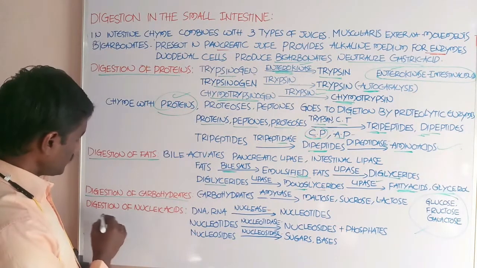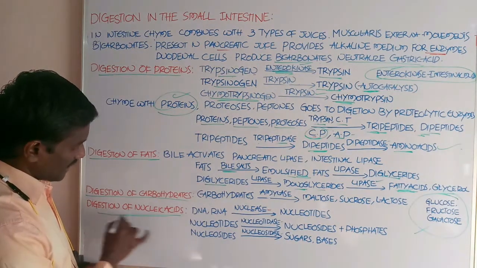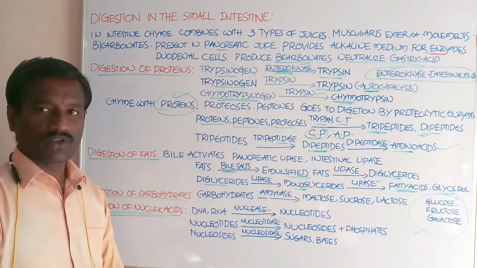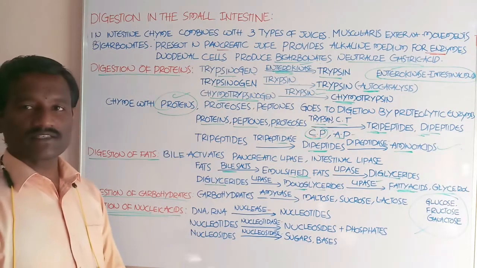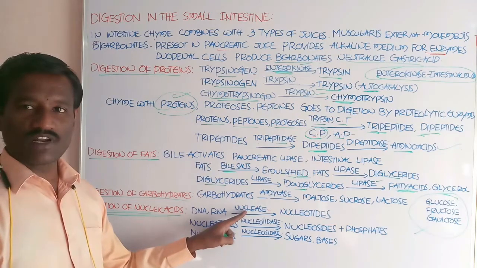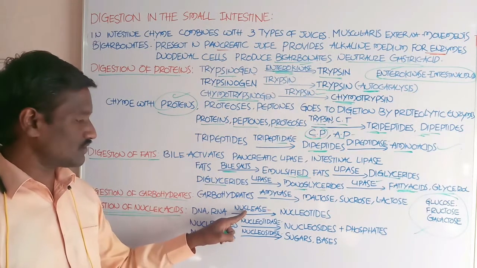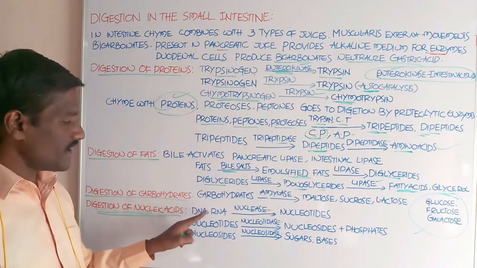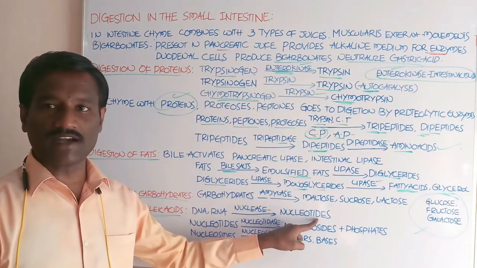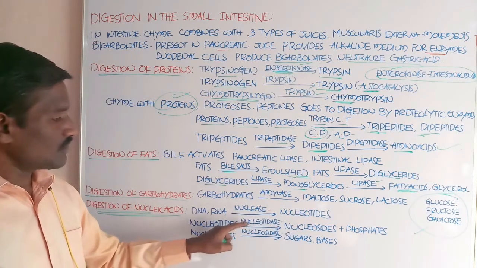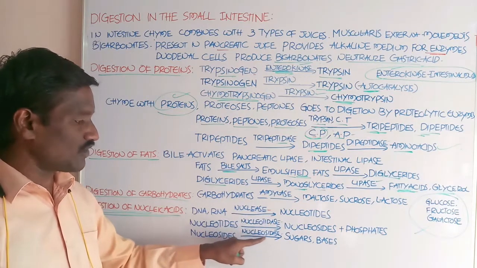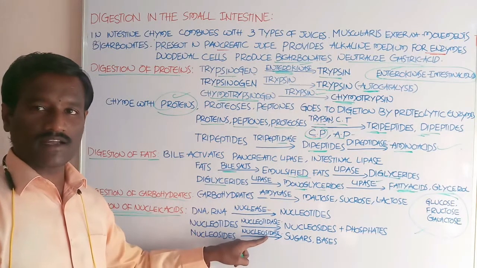Next, what about the digestion of nucleic acids? Nucleic acids are also present in the food. These nucleic acids are DNA and RNA. Nuclease enzyme present in the pancreatic juice acts on the DNA and RNA. Nucleic acid converts into nucleotides. Nucleotidase and nucleosidase are present in the intestinal juice.